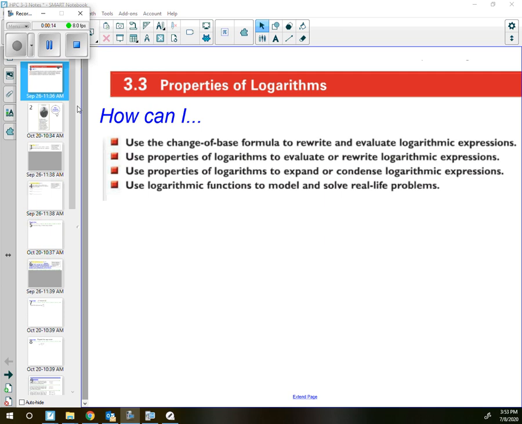So the essential questions today: how can I use the change of base formula to rewrite and evaluate logs? So we're going to talk about evaluating different logs. Use properties of logs to evaluate or rewrite expressions. So how can we use properties to help us to expand or condense? Sometimes we want to think about how we can pick these statements apart. Where do they come from? How do they go back together? Almost like a puzzle. And then how to use log functions to model and solve real life situations.